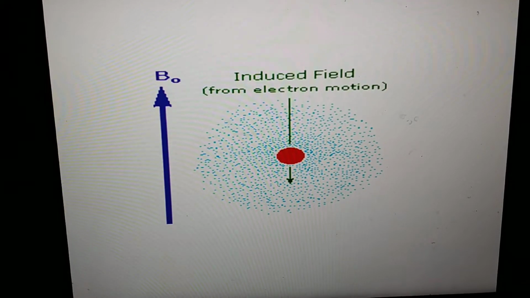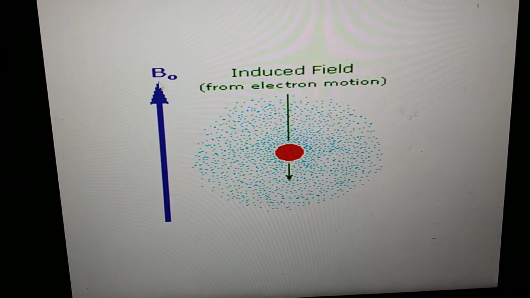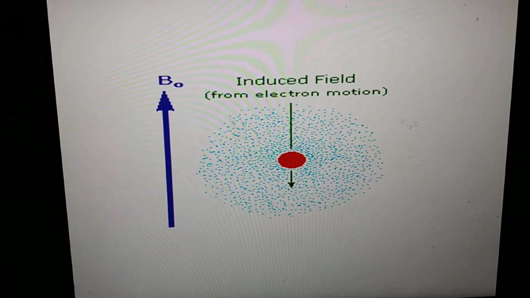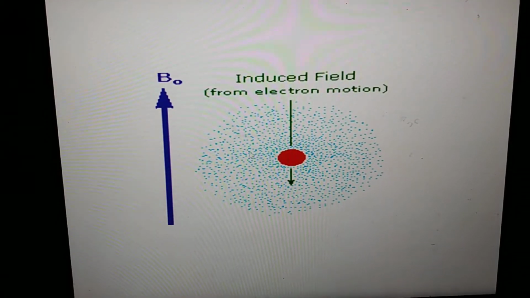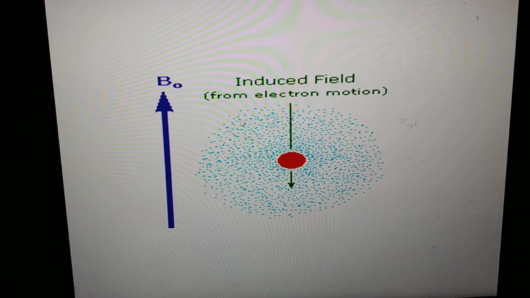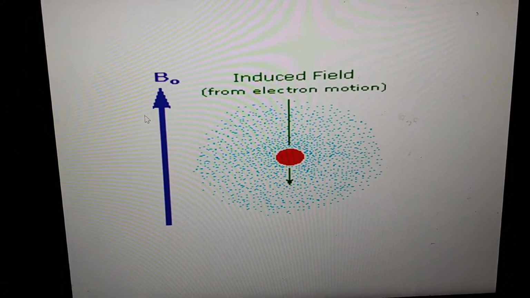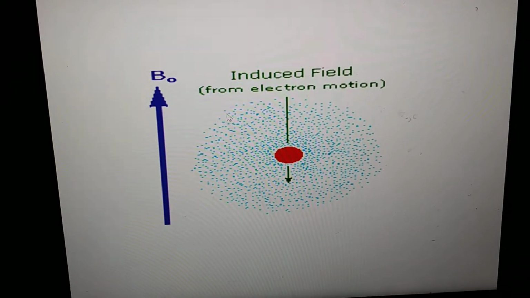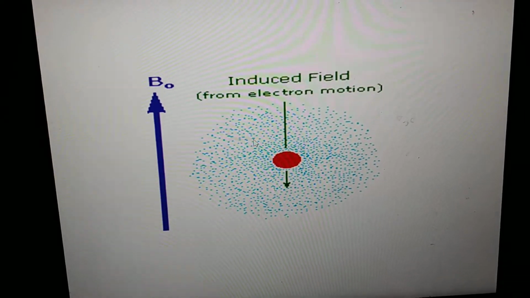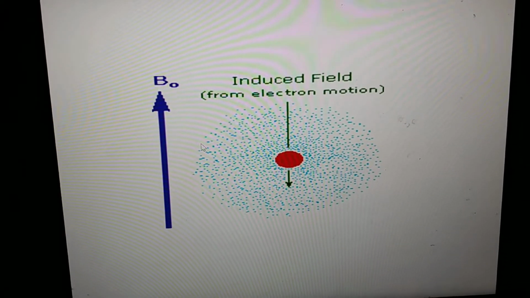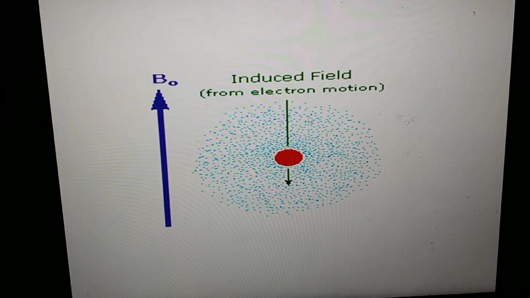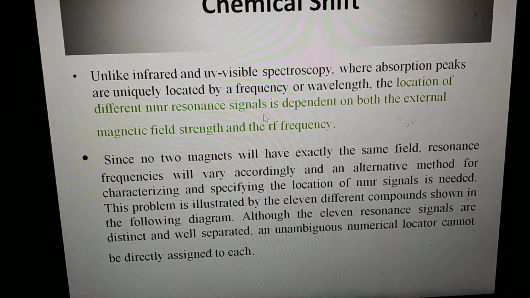I have shown here the external magnetic field applied. This is the induced magnetic field, produced by the electrons. When you apply the external magnetic field, the atoms have their own magnetic field, and when the two interact, a secondary magnetic field arises and the nucleus will be shielded by that. Then the electrons are able to absorb the radio frequency. So this is the concept for that.